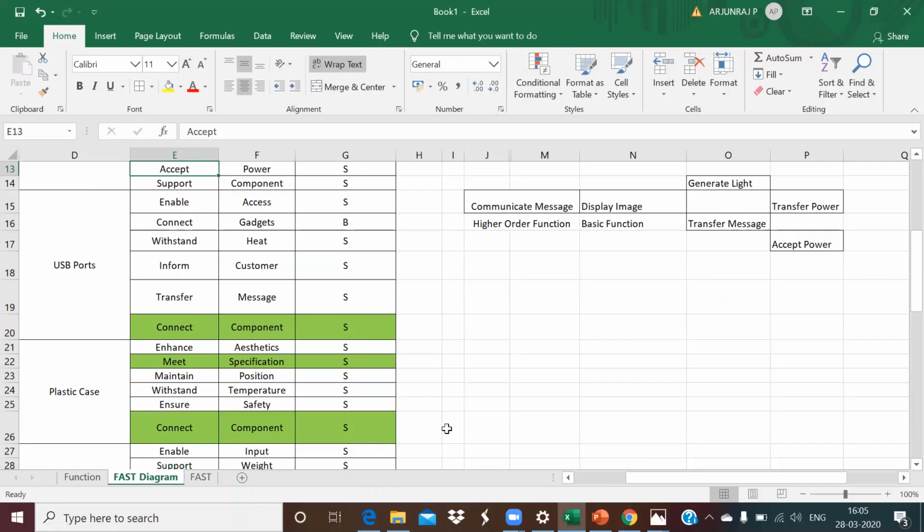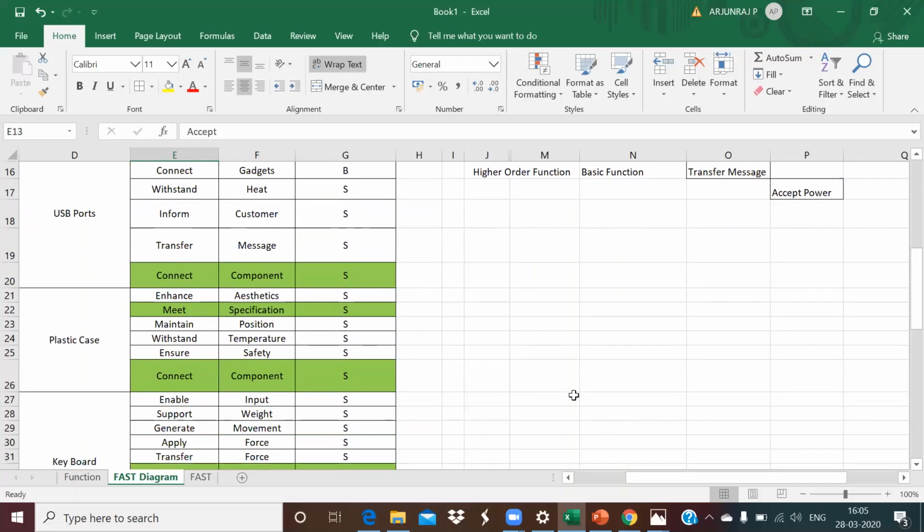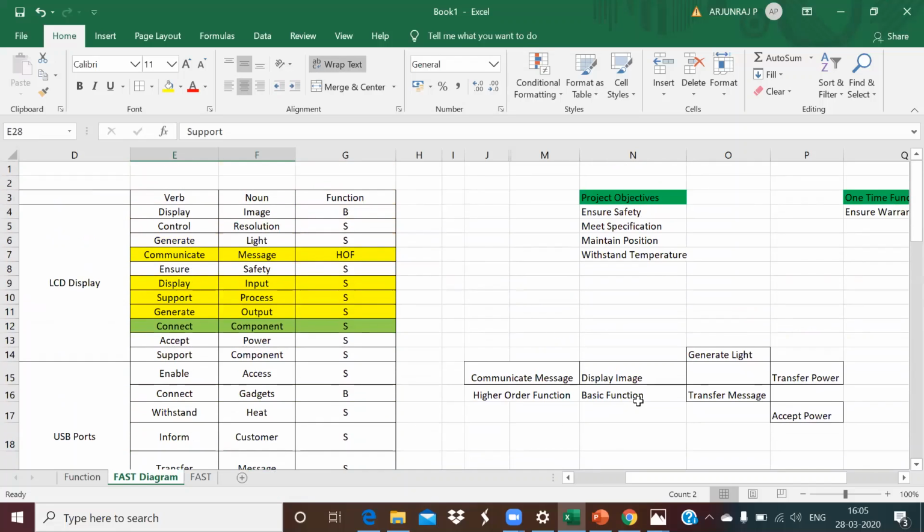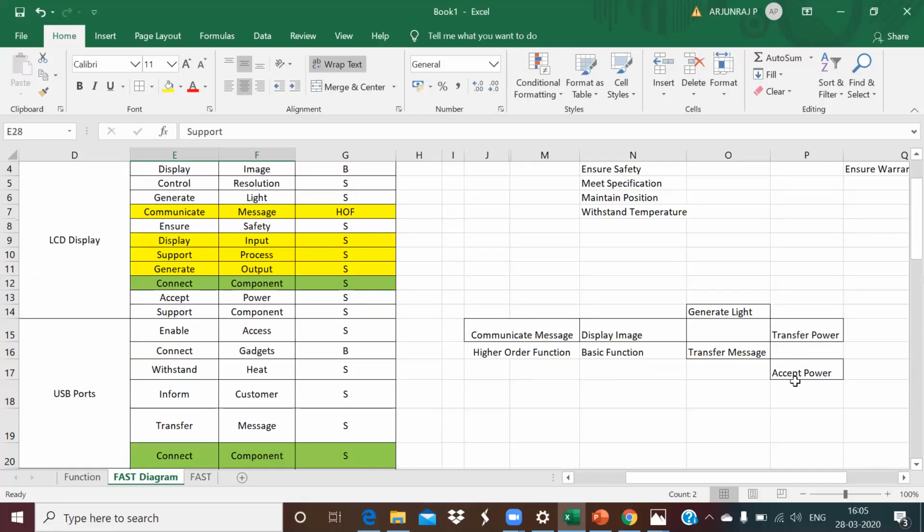Yeah, okay. As you said, it all depends on what we are focusing on in this VAV study, right? How will you do that when function? When is the simultaneous? Say for example here, when I'm going to transfer power, at the same time it's a simultaneous function, where the actions will happen simultaneously. When I'm transferring power, I'm also accepting power. Even when you are displaying image, you are also displaying input, you are supporting process and generating output. All this will happen simultaneously.